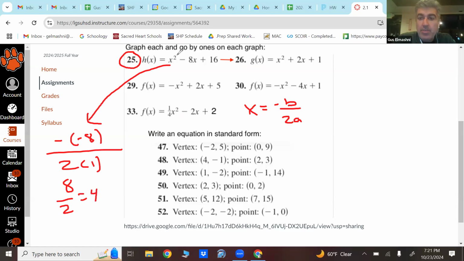And then plug 4 back into the equation. You get the vertex. So if you do that, you should get 16 minus 32 plus 16, which is, of course, 0. So your vertex is 4, 0.